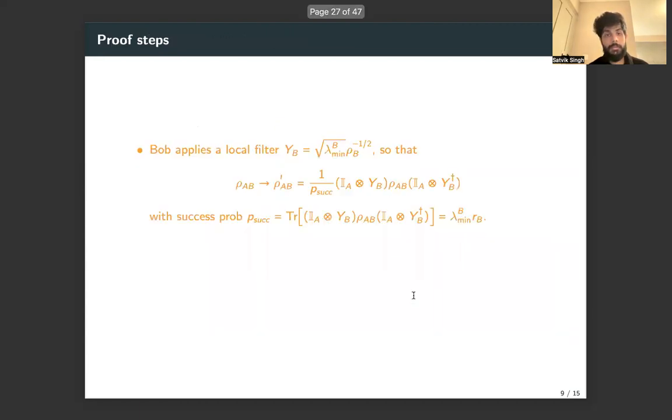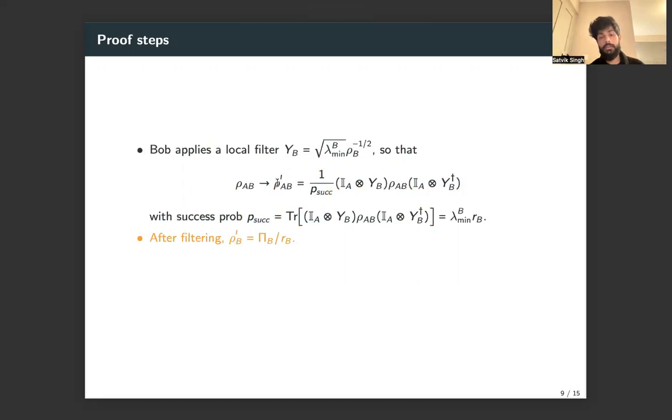And the way to prove it is that we basically apply a local filtering procedure. So Bob selects a generalized measurement corresponding to two outcomes, and one of the outcomes corresponds to this measurement operator, which is basically defined as follows. You take the reduction on B and you take the inverse of the square root of that. And this is understood to be taken on the support because this operator may not always be invertible. And so after Bob applies this filtering procedure, you get this filtered state rho prime, which is just given by this expression.